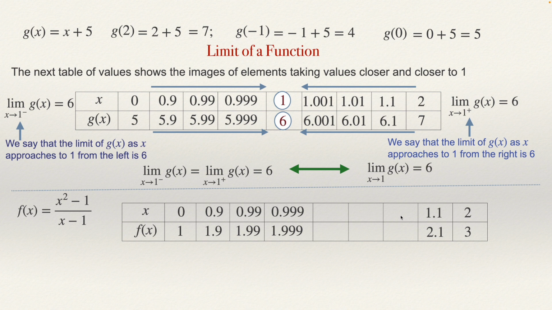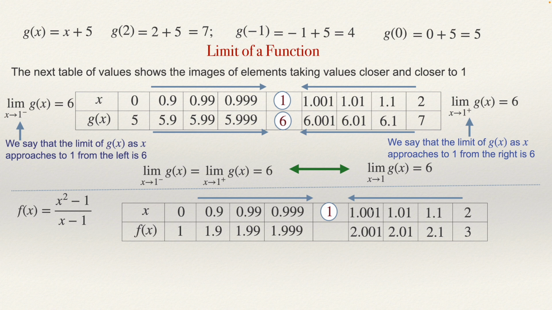So let's see what happens if x approaches even closer to 1. So there will be 1.01, for example. Make a substitution here and you will notice that the value will be even closer to 2. It will be 2.01. And if x approaches even more, 1.001, the value of f of x will be 2.001. And again, we notice if x approaches 1 from the right, the value of f of x approaches 2.